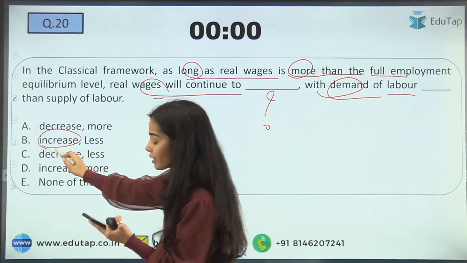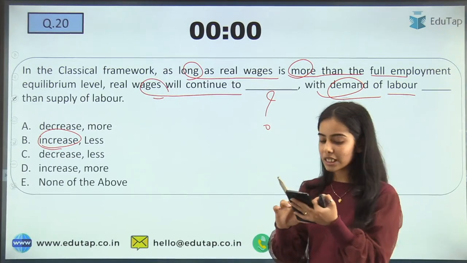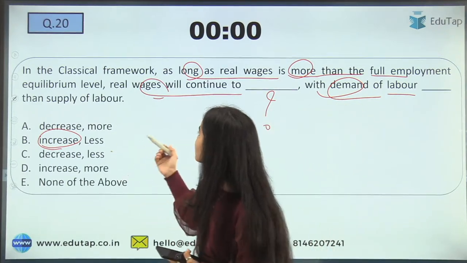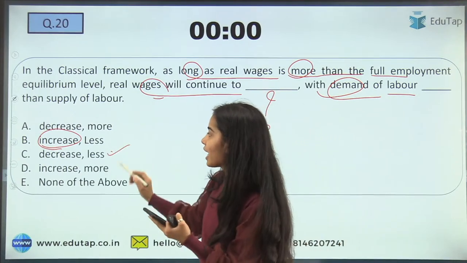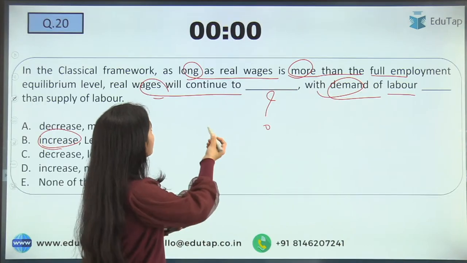I have got the answer and he is saying increase. Okay, Mehak is saying B and that is not the right answer. Devajani is saying C and C is the right answer. So now we will see why C is the right answer.